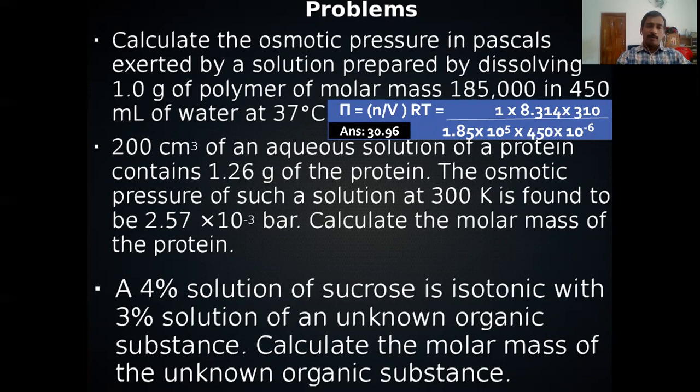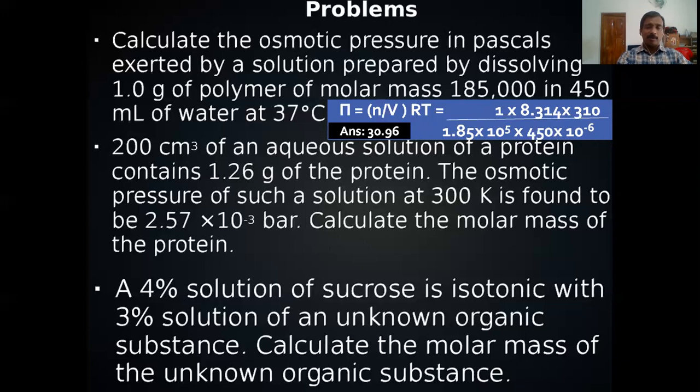Next question. 200 centimeter cube of an aqueous solution of a protein contains 1.26 gram of the protein. The osmotic pressure of such a solution at 300 Kelvin is found to be 2.57 into 10 raised to minus 3 bar. Calculate the molar mass of the protein. So we have already an equation to find out the molar mass of the protein. That means solute M2 is equal to WB RT by pi V.